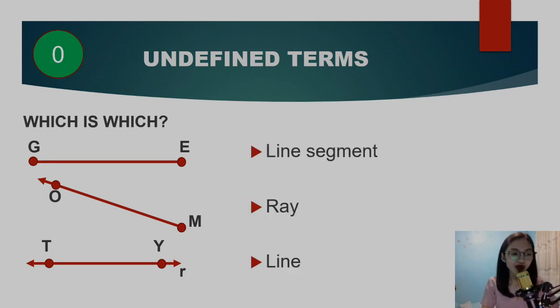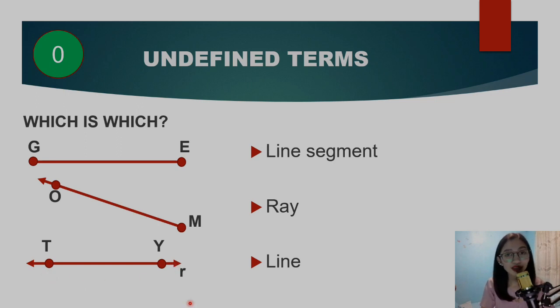Okay, the first one represents a line segment. The second one is a ray. And the last one is a line. So you see the differences between them? Ang pinakaset niya ay yung line. At sa isang line, merong line segment. Yung line segment, may dalawang endpoint. Yung ray, isang endpoint at isang arrowhead. Ang line, dalawang arrowhead. Okay?